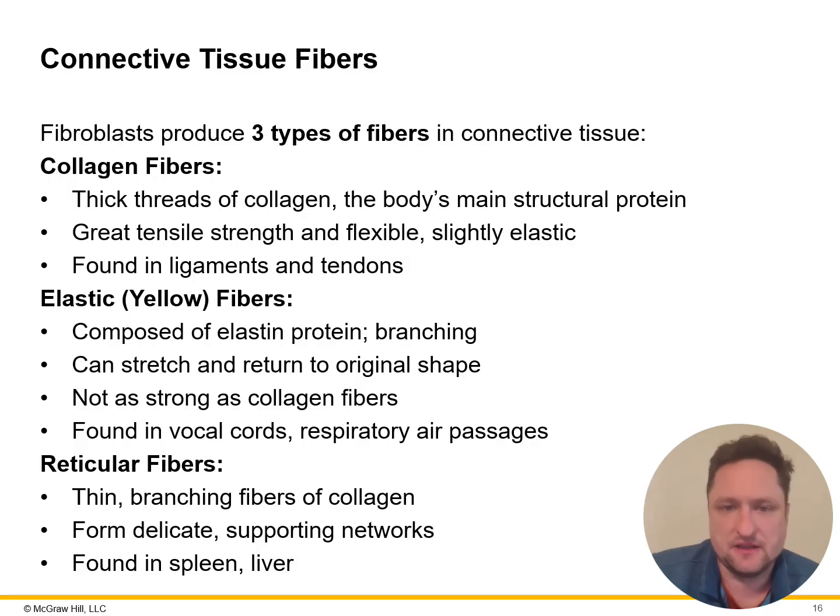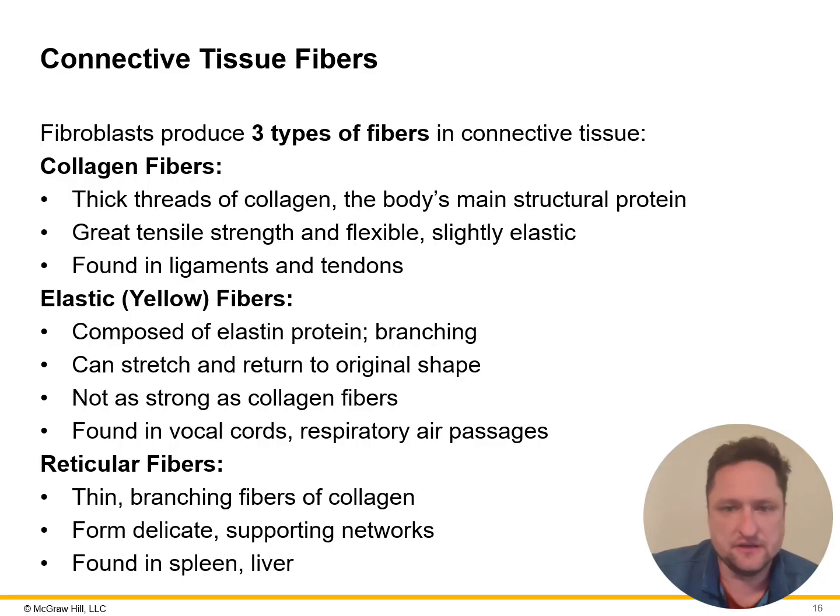The second type, elastic fibers, are composed of the protein elastin, which is where they get their name. These can stretch and return to their original shape. This is an essential property for tissues such as the lungs and the arteries. Finally, we have reticular fibers. Now, these are thin, branching collagen networks that form a delicate supporting framework within organs like the spleen and the liver.